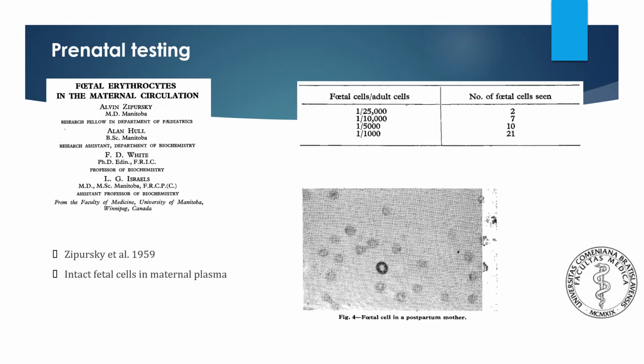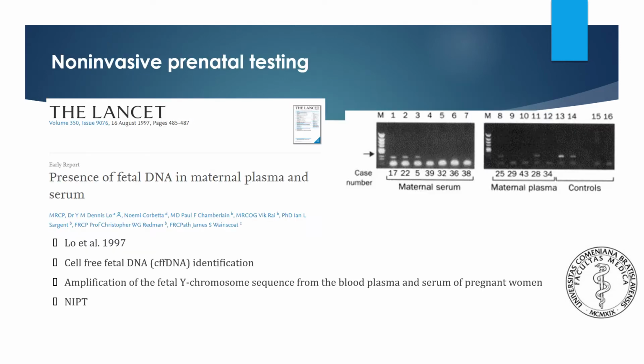When we look just quickly into the history, in 1959, Zipursky et al. found that intact fetal cells are present in maternal plasma. Then it was shown that this approach might have implications for prenatal diagnostics. However, the main limitation of the method is the low concentration of those intact fetal cells in maternal circulation. And the real breakthrough happened in 1997, when cell-free fetal DNA was discovered by Lo and colleagues, and it launched a new era of non-invasive prenatal testing.